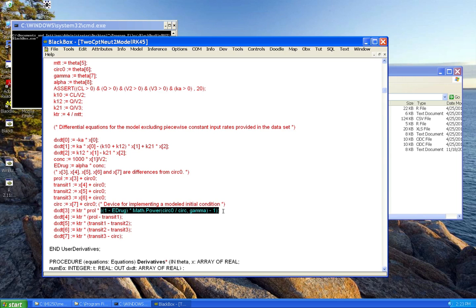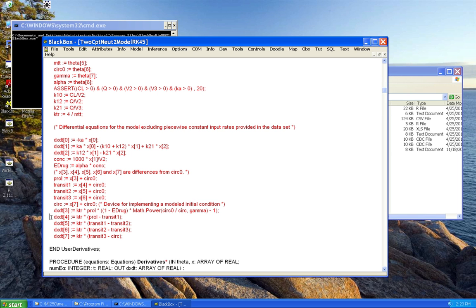On the right hand side you can see the 1 minus e drug times circ0 over circ raised to the gamma. And here notice again we don't have a built-in operator for that exponentiation, but we do have a function called math.power. So that's what I've used to do the exponentiation right there. And finally, that whole mess, you subtract 1 from it.